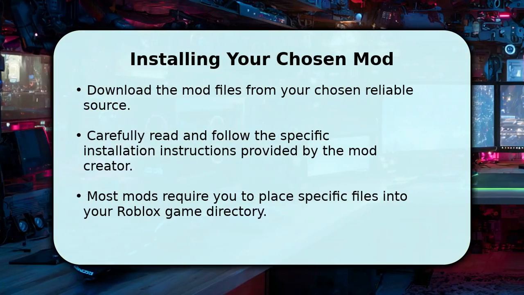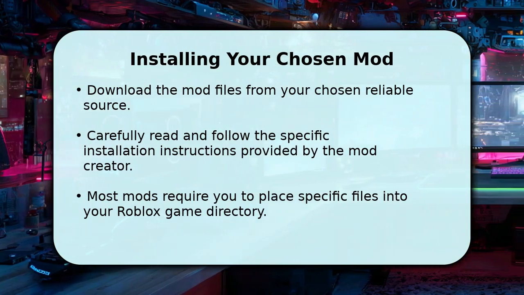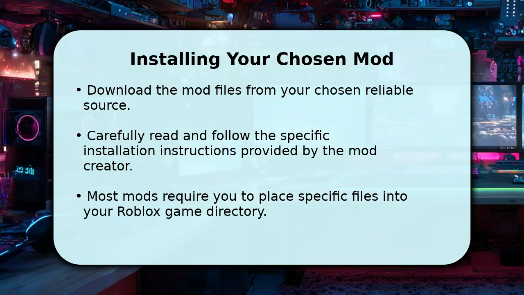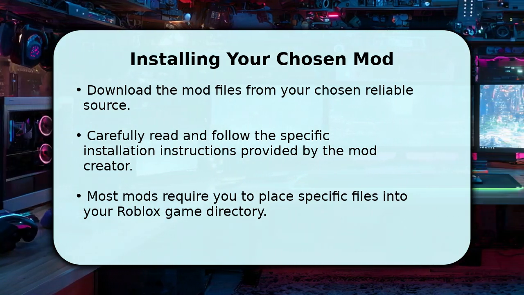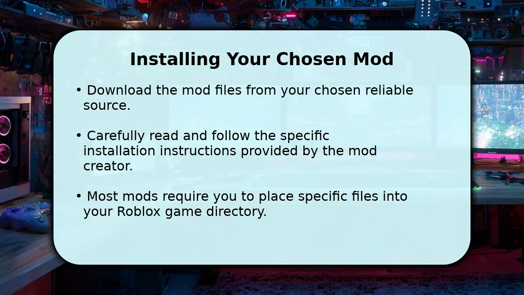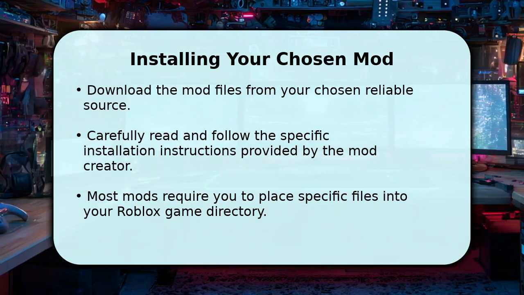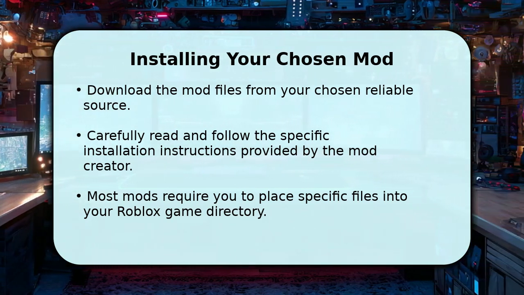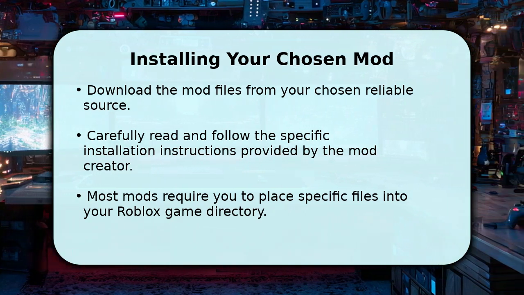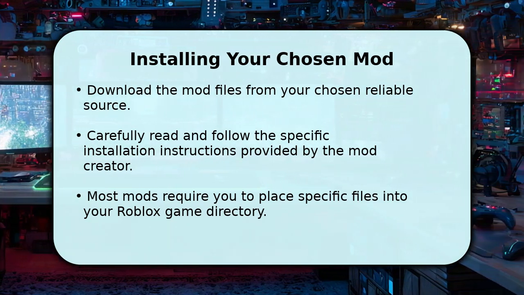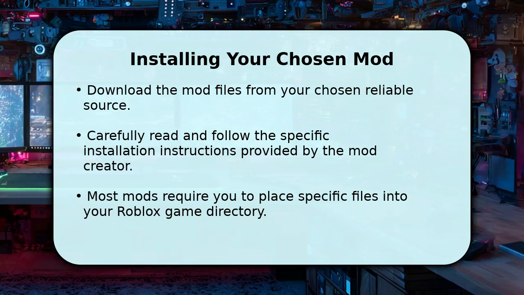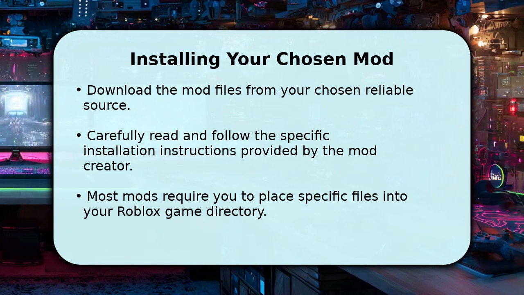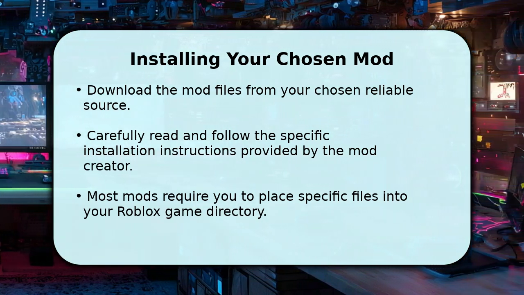Once you have selected a safe mod, the installation process typically involves a few straightforward steps. First, download the mod files directly from your trusted source, ensuring you choose the correct version. Next, it is absolutely essential to follow the mod creator's specific instructions, as each mod can have a unique setup. Often, this means copying and pasting files into a designated folder within your main Roblox installation directory. Finally, restart your Roblox game client completely to ensure all the changes are properly loaded and activated. This usually takes just a few moments.